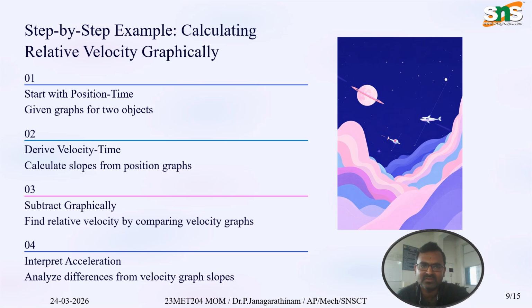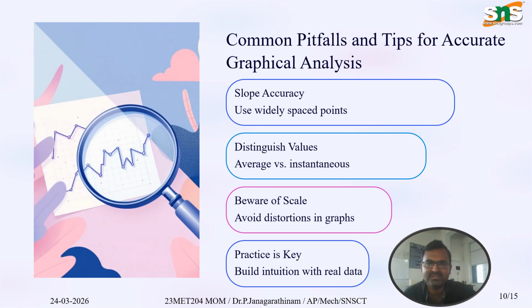Start with the distance-time graph for the two objects, calculate the slopes, and find the relative velocity. For opposite directions, we have to add the velocities, and for the same direction, we do the subtraction. These are common pitfalls and tips for accurate graphical analysis: check the slope, distinguish values like average versus instantaneous, and beware of scale to avoid distortions in the graph. Build intuition with real data.